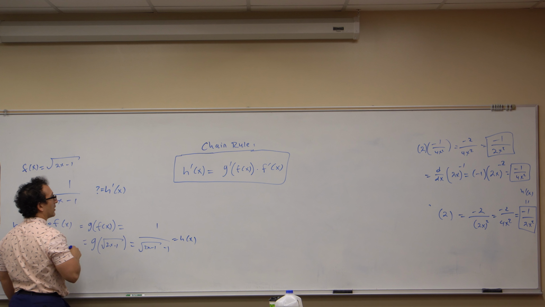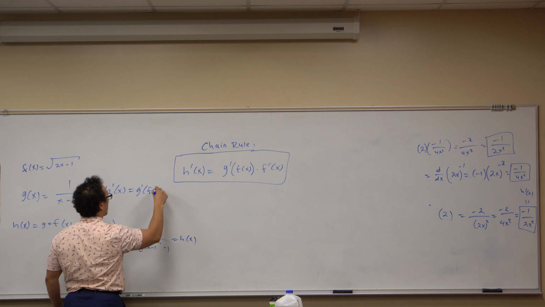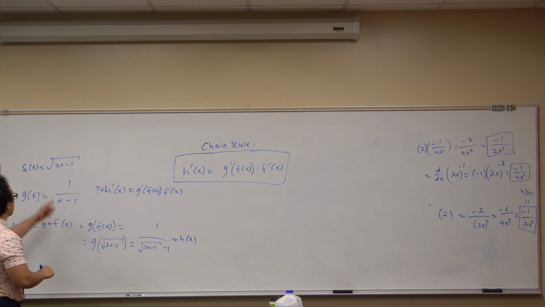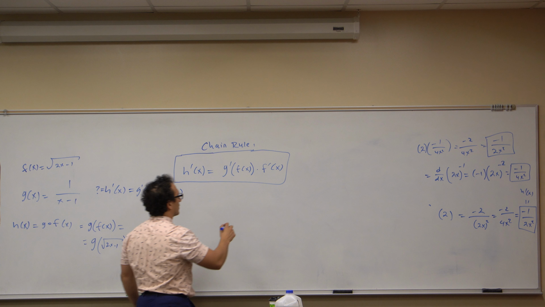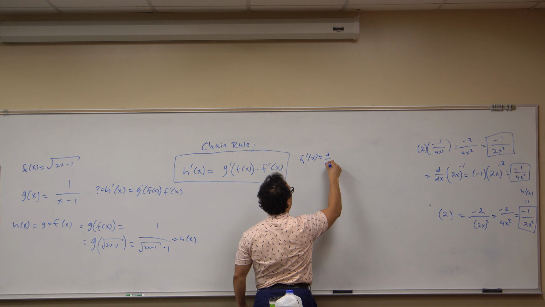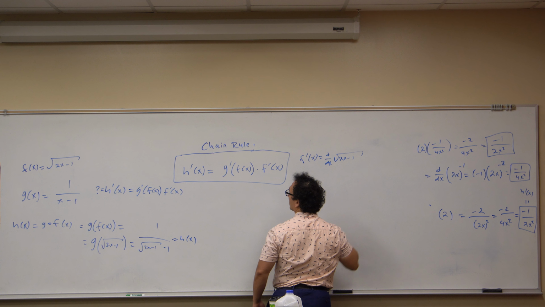That is the question. Well, by the chain rule, we know it's equal to g prime of f of x times f prime of x. All right. What is f prime of x? Well, f prime of x is d dx of f of x, which is square root of 2x minus 1.